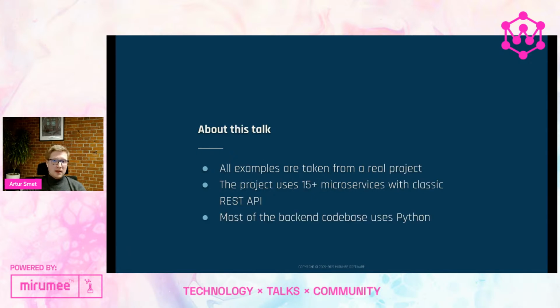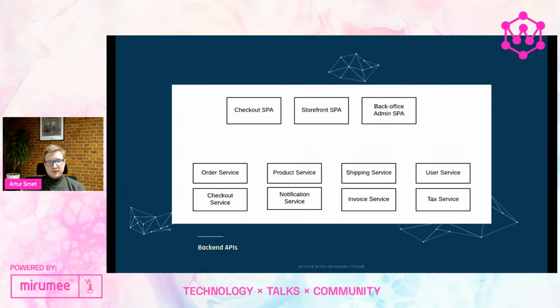So about this talk, all the examples are taken from a real-life scenario. The project used 15 plus microservices, which were using classic REST API. Most of the backend's code base is written using Python, and we have both synchronous and asynchronous services in the stack. And as Roy mentioned, microservices are not always a good solution. However, in this project, we already had a few of those, and we have dealt with quite a specific use case.